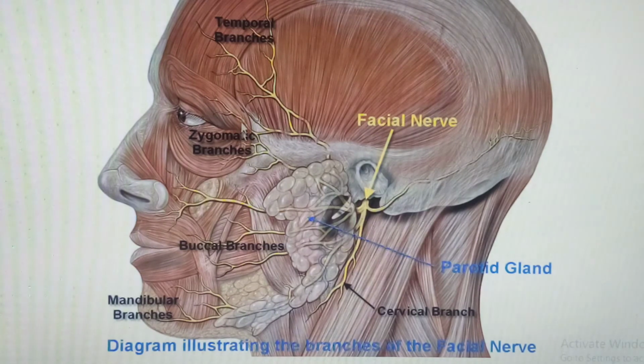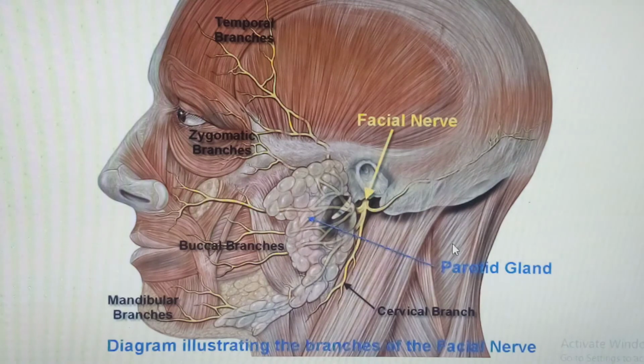Otherwise there will be paralysis of the facial muscles. So that's an important thing. If for instance there's a tumor, a neoplasia, which is malignant, which is cancerous, then it has to be taken out. Then there should be enough care by the surgeon to conserve this facial nerve.